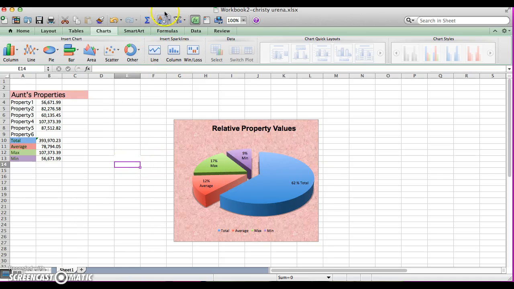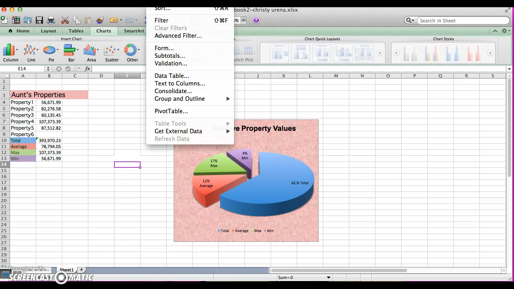Then I proceeded by entering the data. The data was already entered. I'm sorry. I did it from A4 to B8, which were all the properties that were entered.